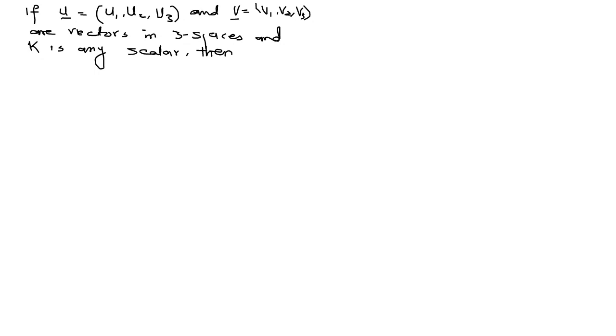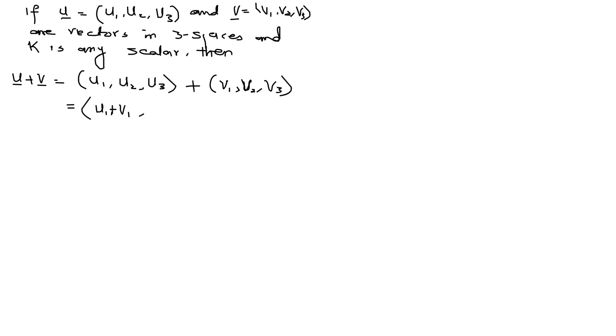Then if you want to add two vectors, that means what? You have to add with the components. You have u components plus v components. So how can you add these components? You have to add the first component of u with the first component of v, the second component with the second component of v, and similarly you can add the third component of u with the third component of v.